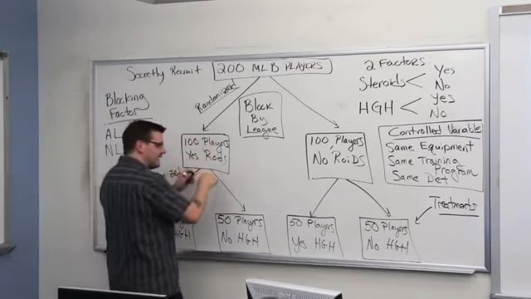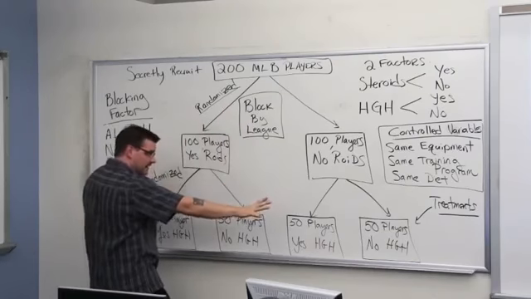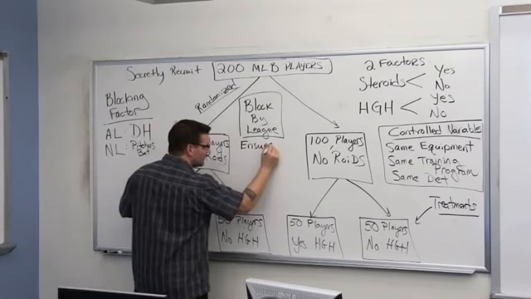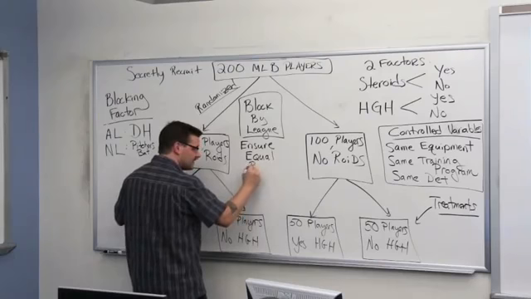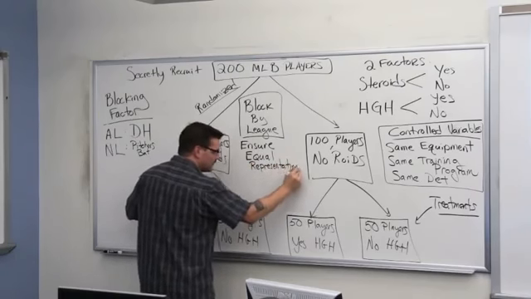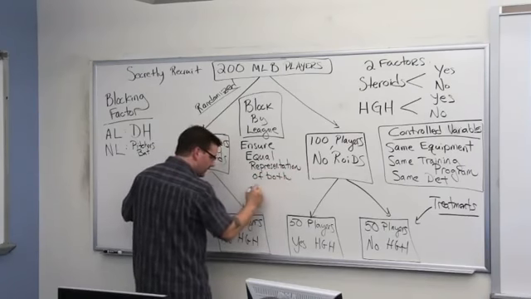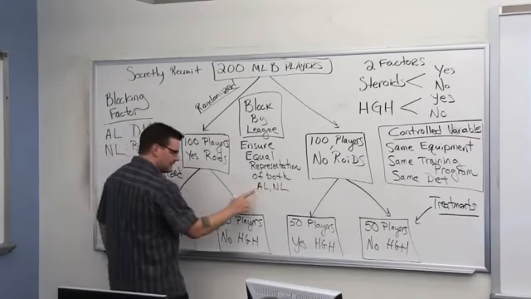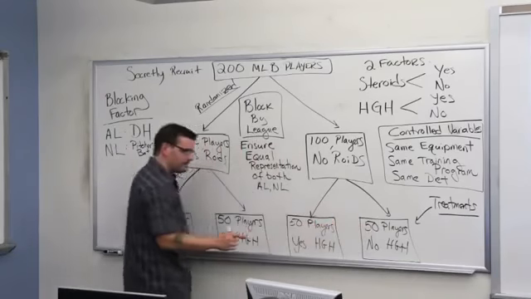I'll do a block by league. And essentially what that's going to be is, as I'm creating my random treatment groups, I'll just ensure, I'll write it as simply as I can, that I have equal representation of both AL and NL, American League and National League, here, here, here, and here.